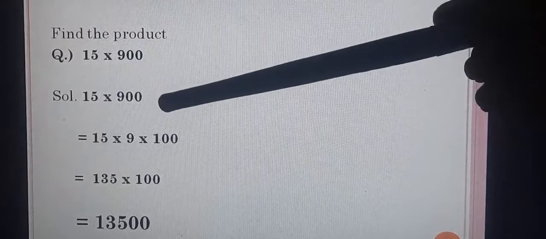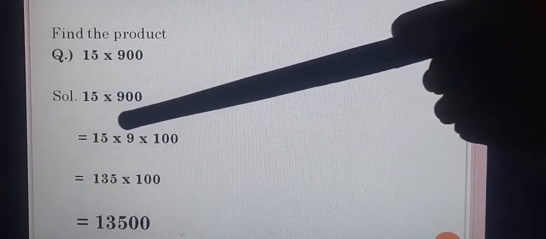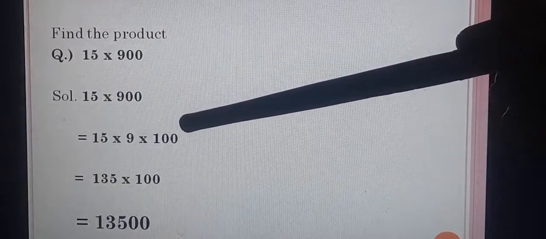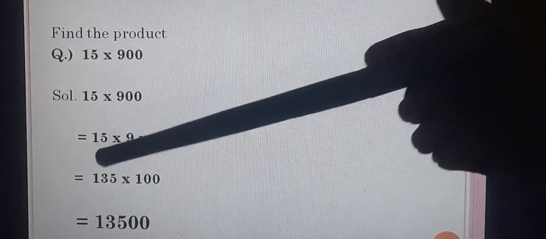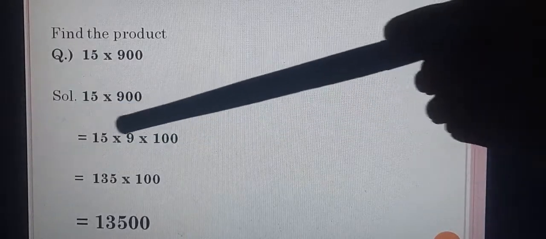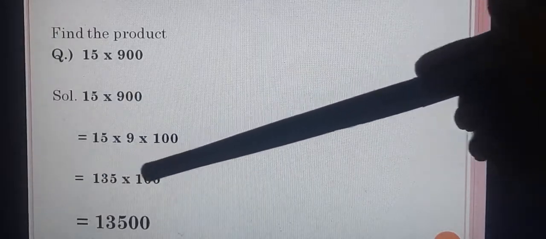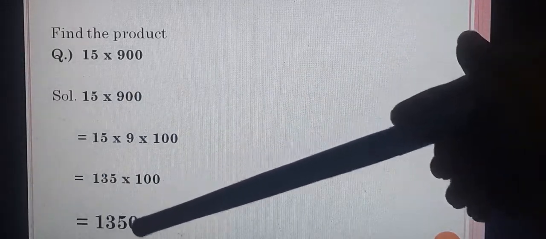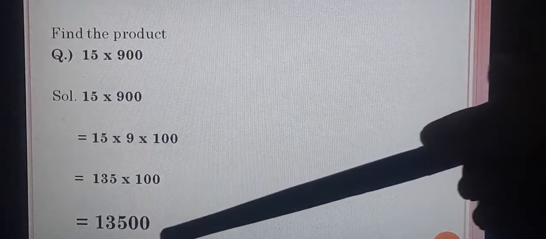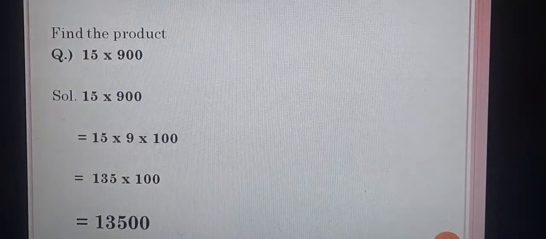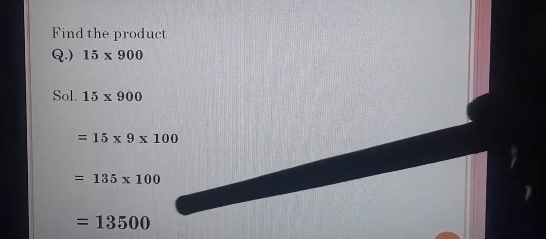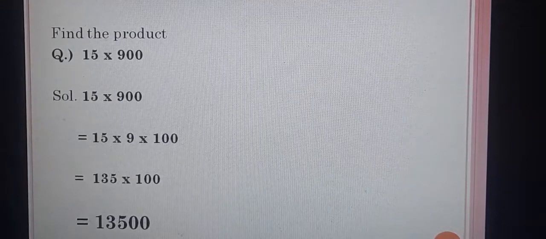15 multiply 900 is written as 15 multiply 9 multiply 100. 15 nines are 135. 135 multiply by 100. So 135 multiply 100 means 135, then 2 zeros to the right side of this product. So we will get our answer 13,500. Right?